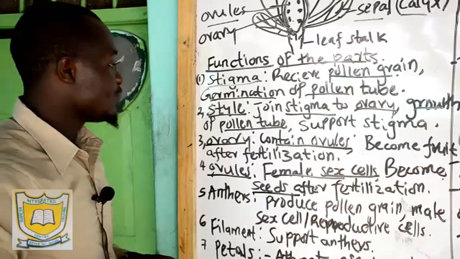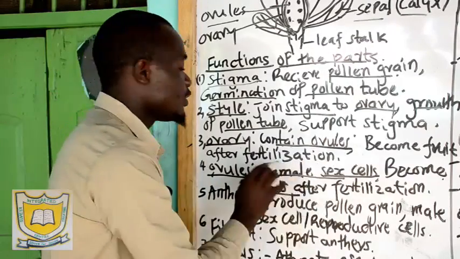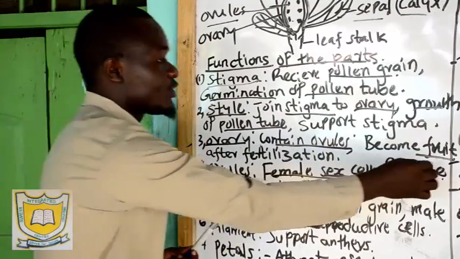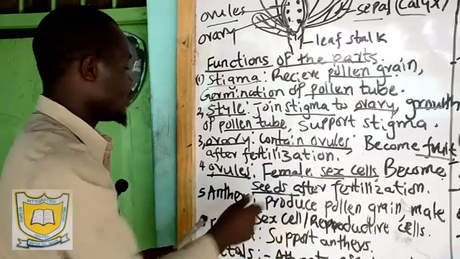The ovules grow into seeds, while the ovary grows into a fruit. And this one we discussed last time. The ovary grows into fruits, while the ovules grow into seeds.